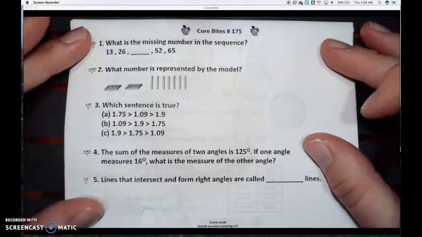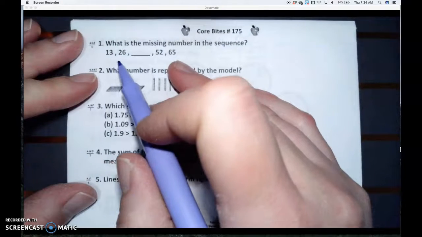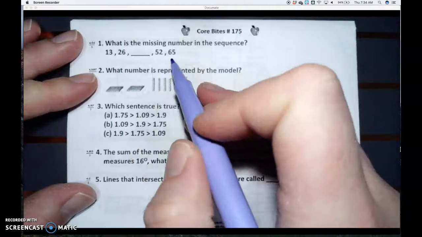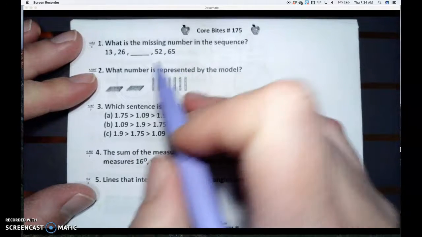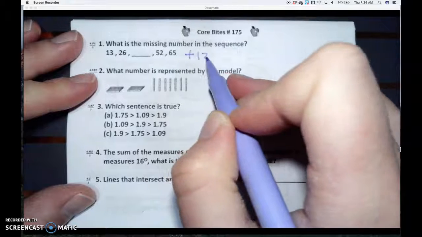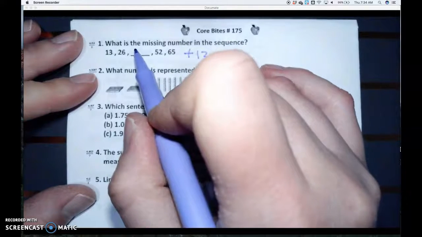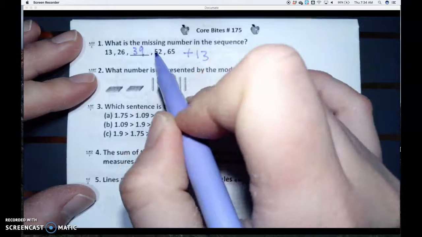For the first one, you have: what is the missing number in the sequence? So you have 13, 26, missing number, 52, 65. Okay, so to get from 13 to 26, you add 13. So if you add 13 to 26, you would get 39. And then if you add 13 more, you'd get 52. And then if you add 13 more, you'd get 65.